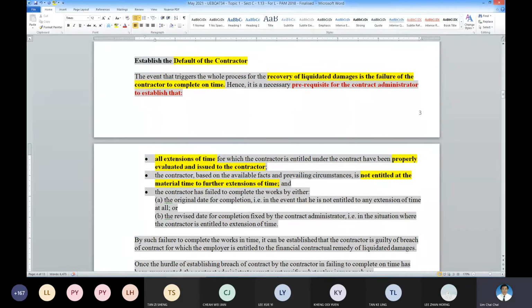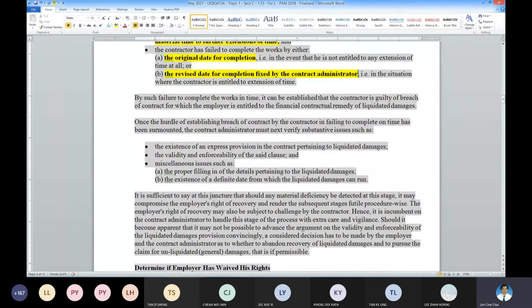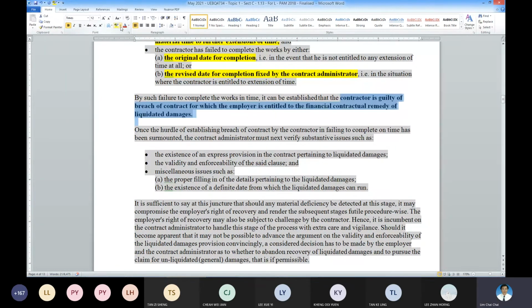So either the contractor failed to complete on the original date or on the revised date, when all the EOT are evaluated and added to it. This is the prerequisite for LAD to be imposed. So once it is established that the contractor cannot finish, then this can be triggered. If not, the imposition of the LD is not so correct.